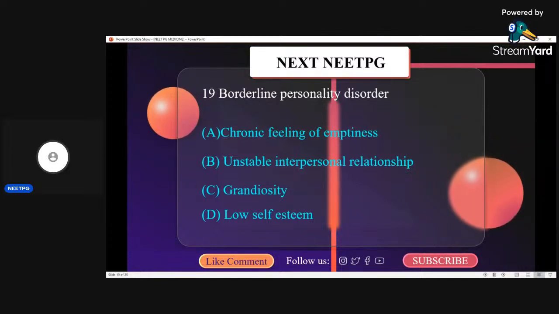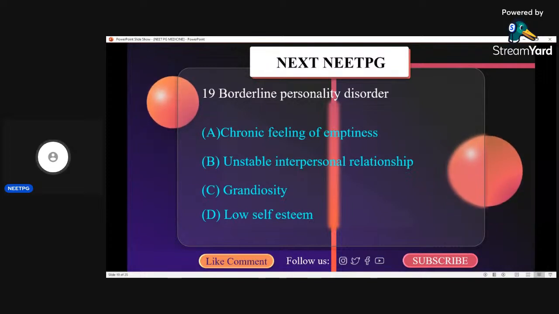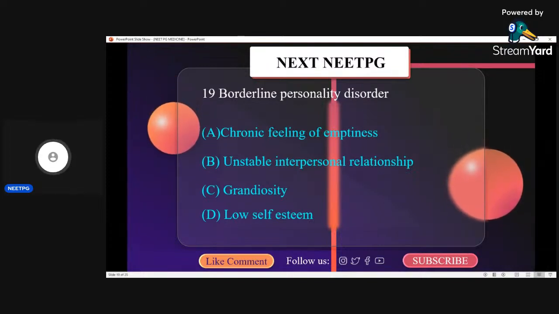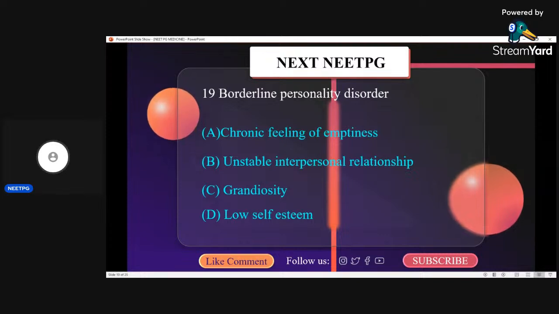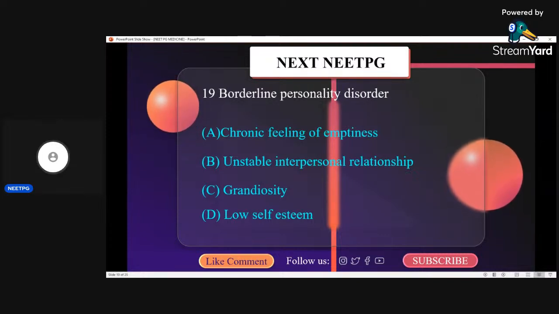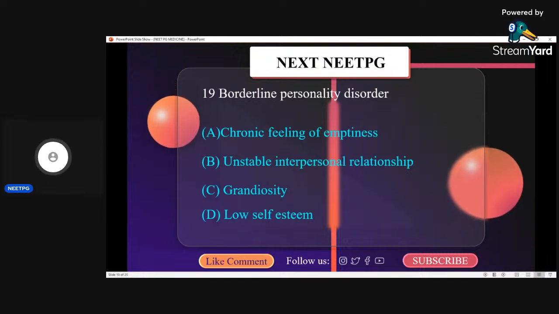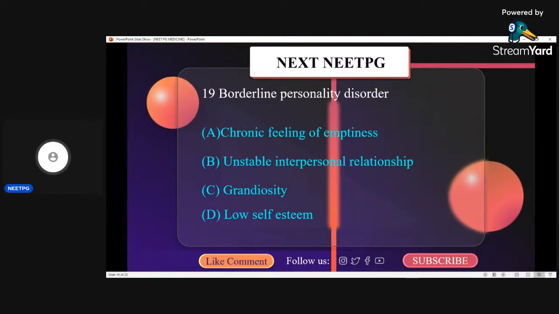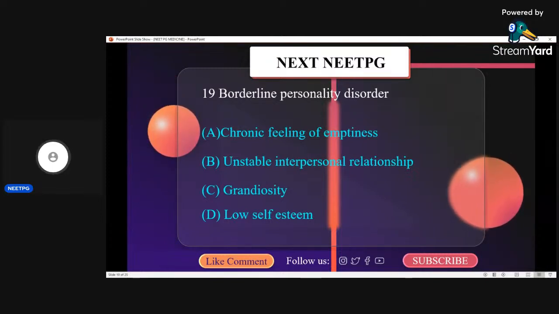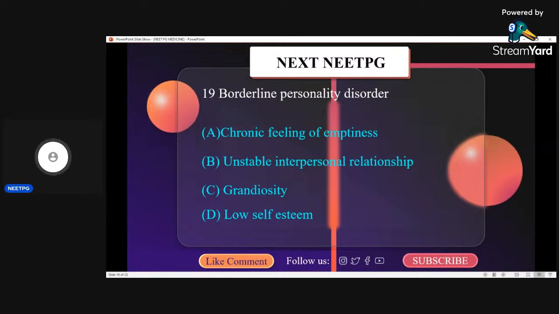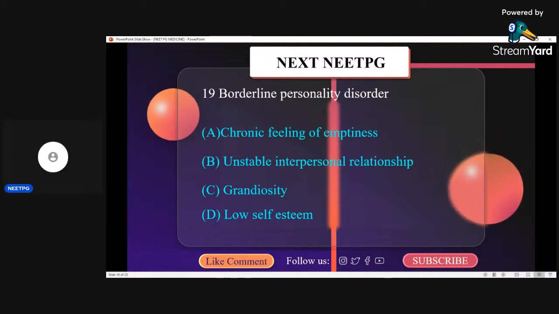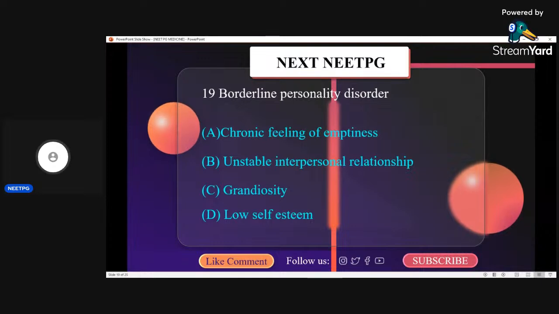The central feature of borderline personality disorder is a pervasive pattern of unstable and intense interpersonal relationships, self-perception and mood. Patients make recurrent suicidal threats and gestures, and a small proportion of patients carry out the act or self-mutilation like cutting or burning. Patients have difficulty in controlling their anger and impulsivity. There is uncertainty about personal identity. So the answer is B, unstable interpersonal relationship.